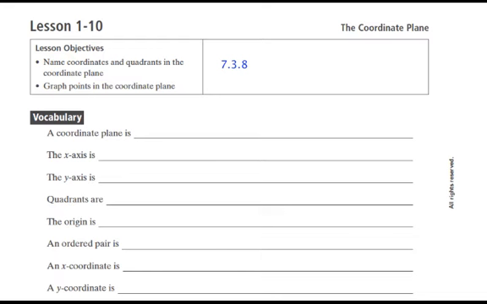Today's lesson is the coordinate plane. The Indiana Academic Standard that this leads into is 7.3.8. This is a background lesson. We'll start with the vocabulary. The first word is a coordinate plane.